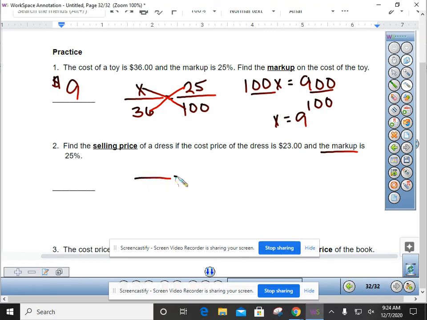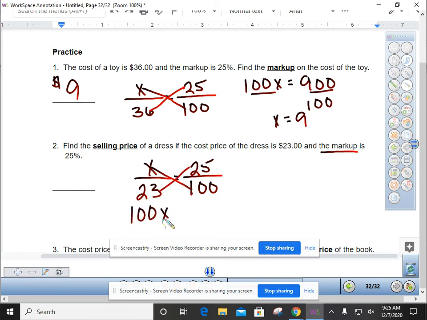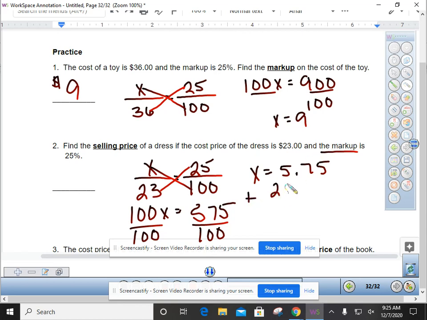So first thing, make a proportion. This is 100. This is 25. This is 23. And then the top X. So I cross multiply. I get 100x equals 575. Then what? Divide by 100. And that's going to give us $5.75. How do we find the new price? You've got to add it back. Add it back to what? $23. Good.